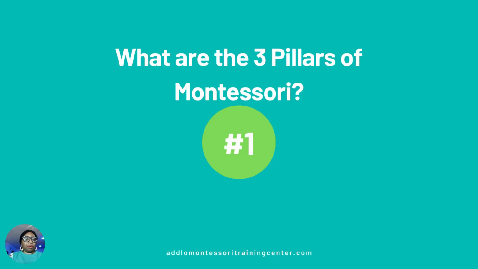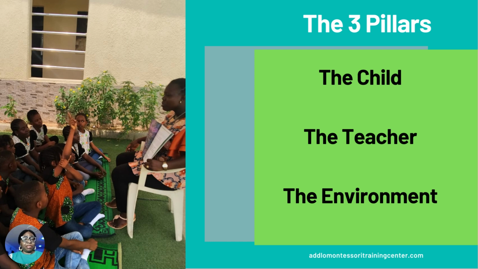So, what are the three pillars of Montessori? It's simply this. The three pillars are 1, the child, 2, the teacher, and 3, the environment. These are the mainstay, and once you get this right, you will be able to run a proper Montessori environment, a proper Montessori setting that helps you to achieve your goal for the children.